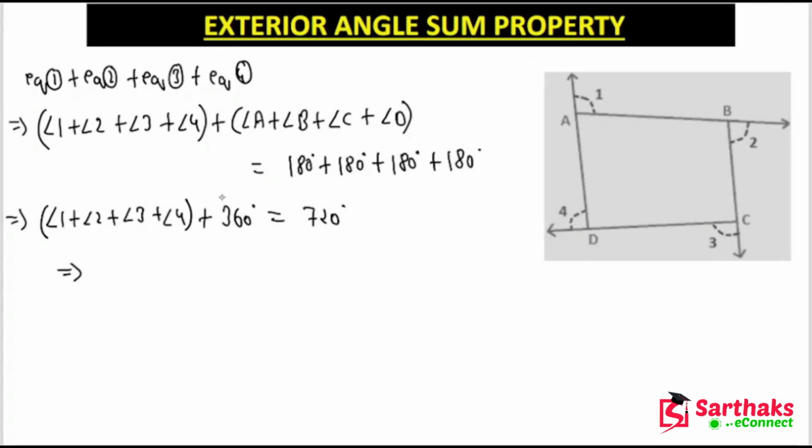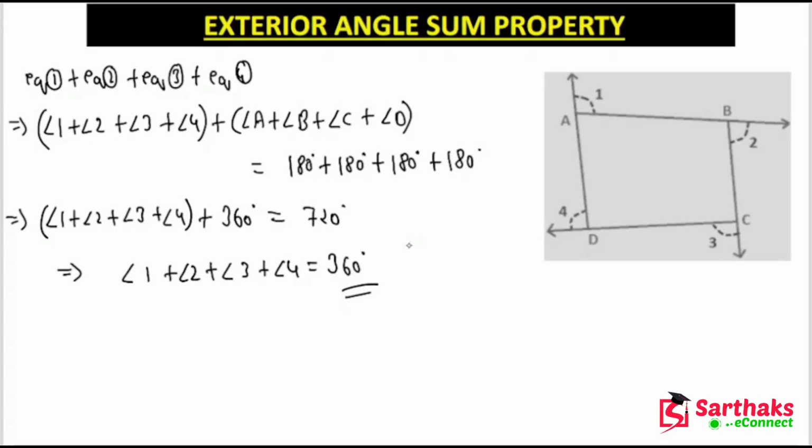Taking 360 degree to the RHS, it would become negative. 720 minus 360 would be 360, so we will get angle 1 plus angle 2 plus angle 3 plus angle 4 is equal to 360 degree. Hence proved. We have proved that the sum of all four exterior angles is nothing but 360 degree. Okay, so that is what exterior angle sum property for a quadrilateral means.